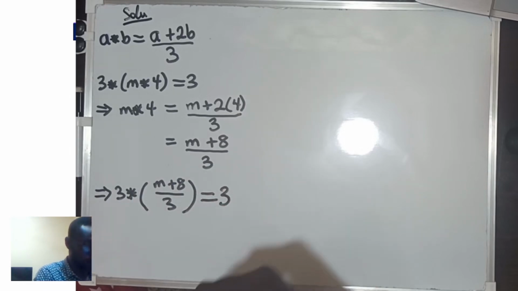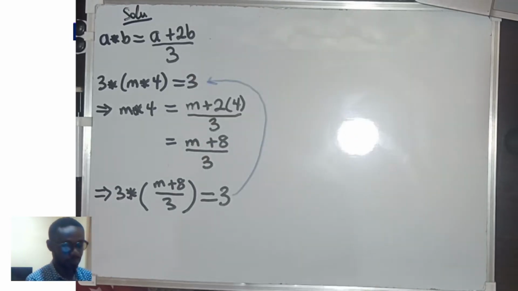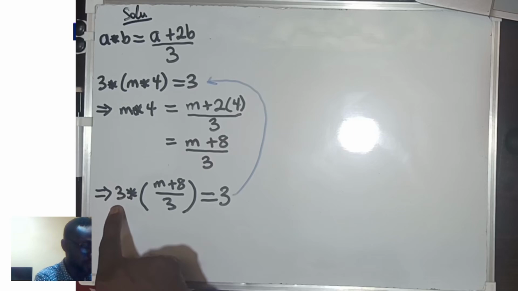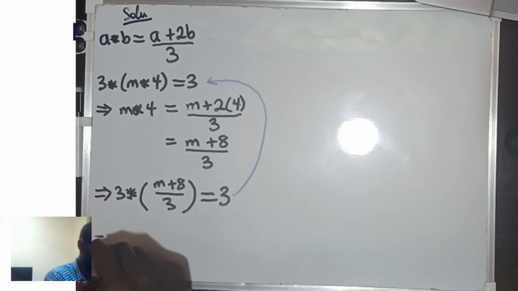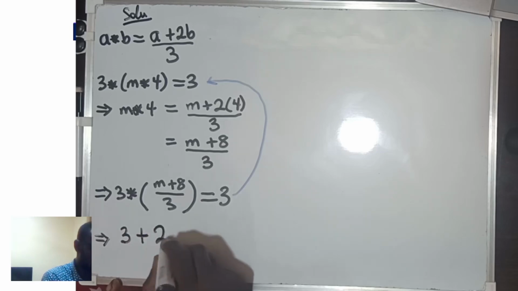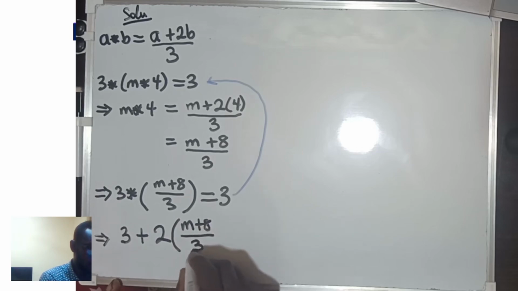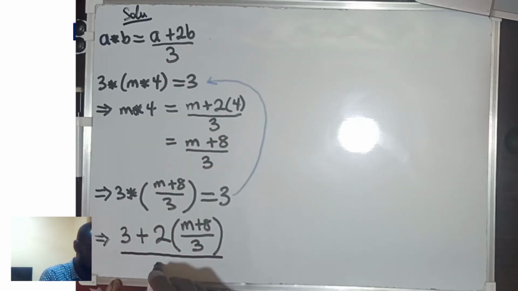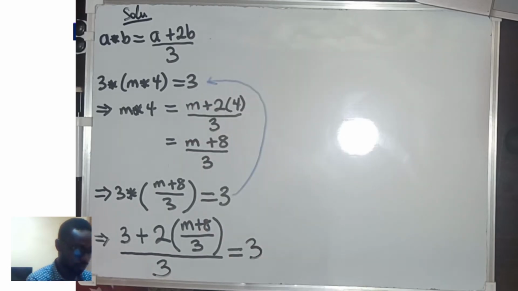So this is what we are doing. So now the binary operator is still here. It means this is our A now, and the whole of this is our B. So we just do the substitution again. So our A is what? 3, then plus 2 times our B, which is now m plus 8 over 3. And then they said everything should be divided by 3. When we have that, it is equal to 3 again.